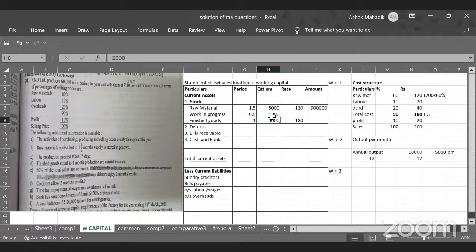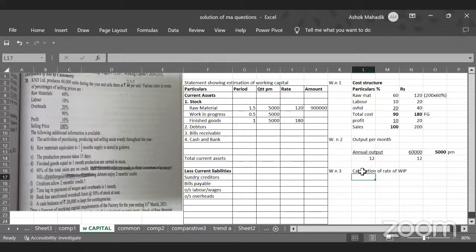Clear? Now rate. What rate will you apply? I'll show you how to calculate the rate. This working note will have 3 marks. Again, very simple. So I'll just write calculation of rate of WIP. Okay. When we say WIP, it is a state of stock which is neither raw material nor finished good. It's somewhere in between raw material and finished goods.